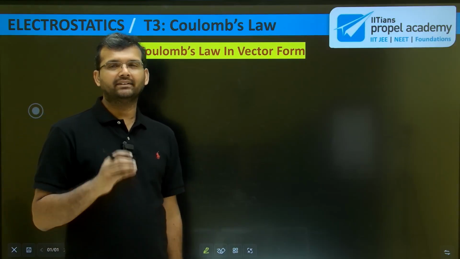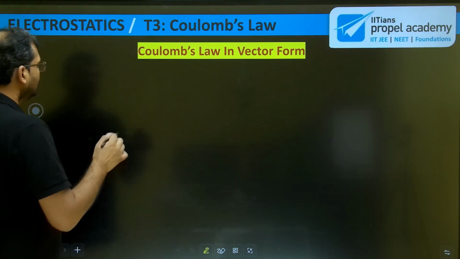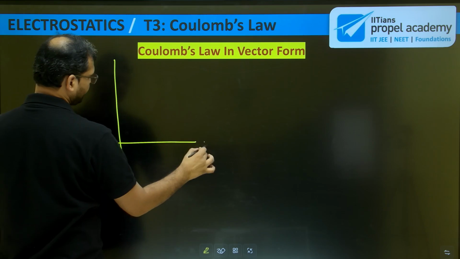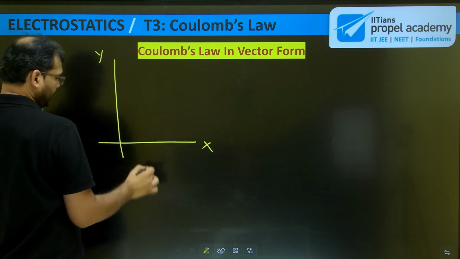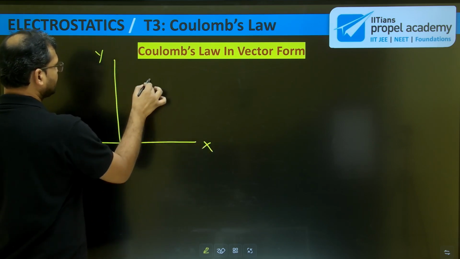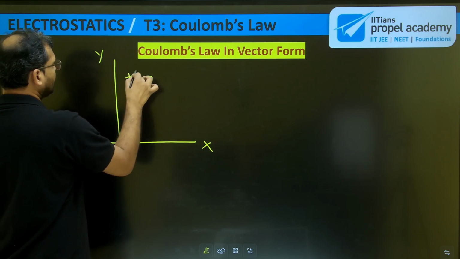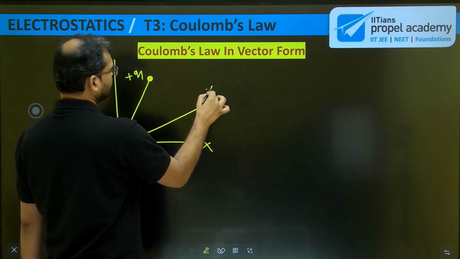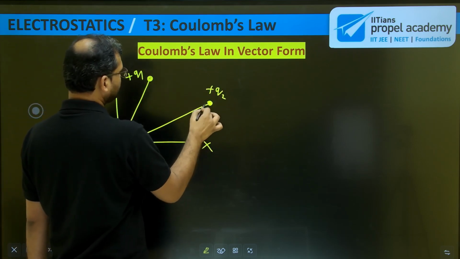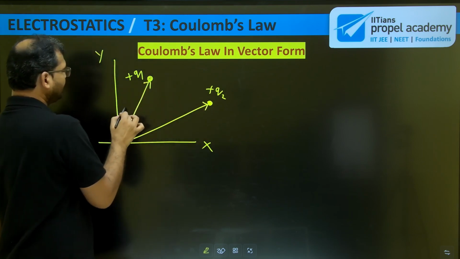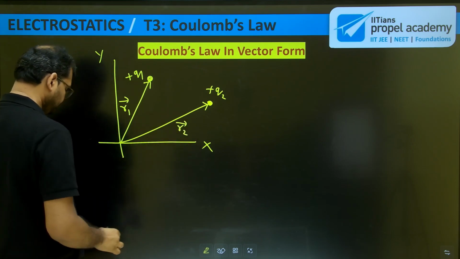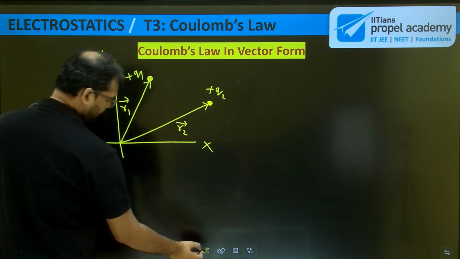Coulomb's law in vector form. To understand this, let's take the x-axis and y-axis. Let's take two charges, Q1, for example, a plus charge, and a positive charge Q2. These are the two charges at distances of R1 bar and R2 bar. Okay, these are the two charges.